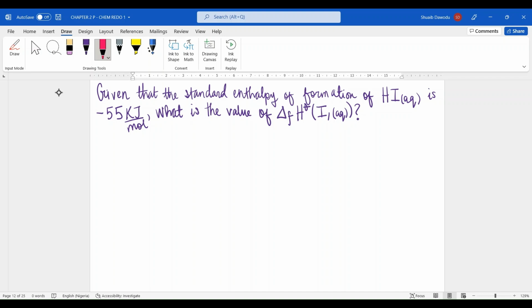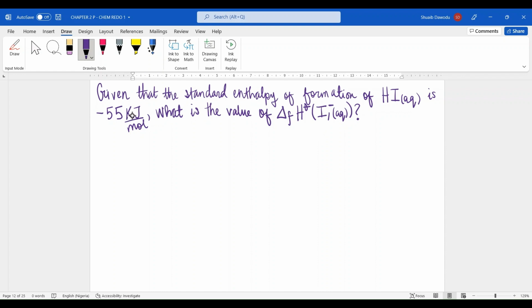Today we're going to be working on the question on the screen that says, given that the standard enthalpy of formation of HI is negative 55 kilojoule per mole, what is the value of the standard enthalpy of formation for the iodine ion, I minus? I forgot the minus, I apologize. So basically, we're supposed to determine the standard enthalpy of formation for the iodine ion.